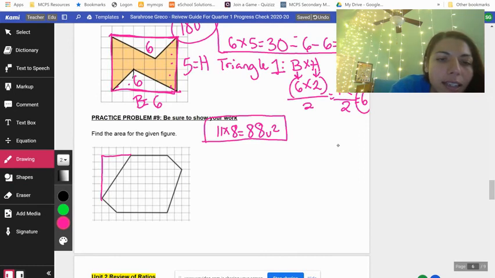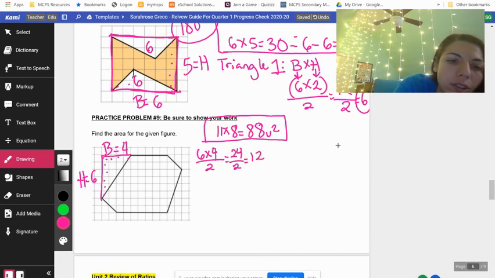I'm going to say that this is my base: 1, 2, 3, 4. 4 is my base. And 1, 2, 3, 4, 5, 6 is my height. So remember, for triangles, it's base times height divided by 2, so 6 times 4 divided by 2. When I solve that, I get 24 divided by 2, and 24 divided by 2 is 12. So I'm going to write 12 inside of that triangle.